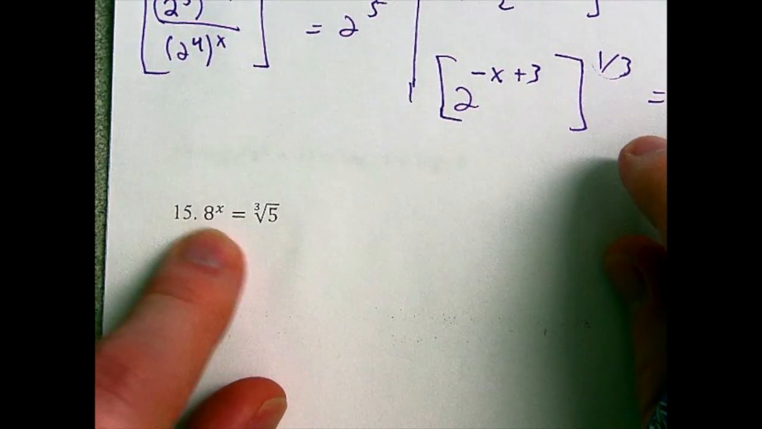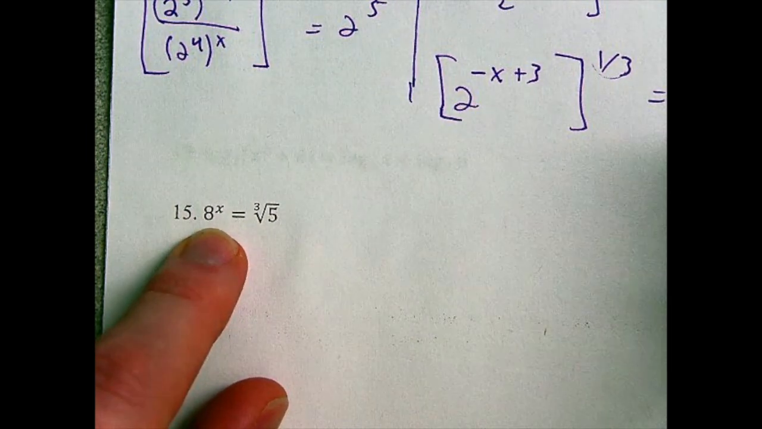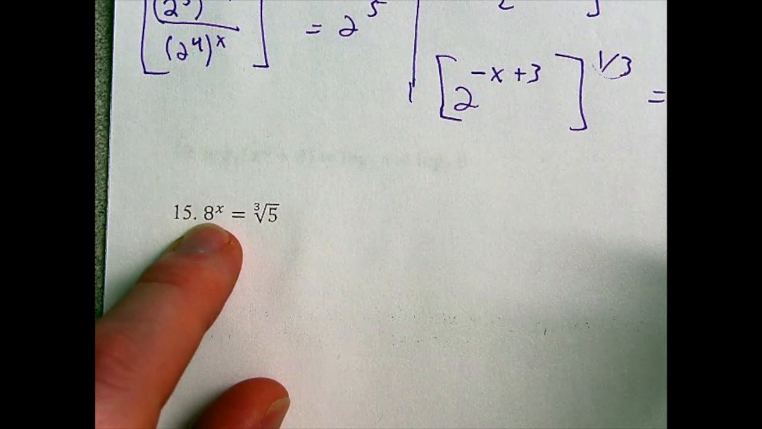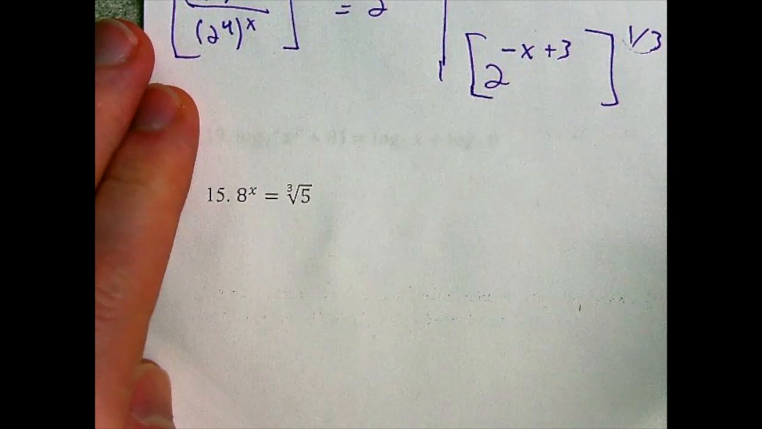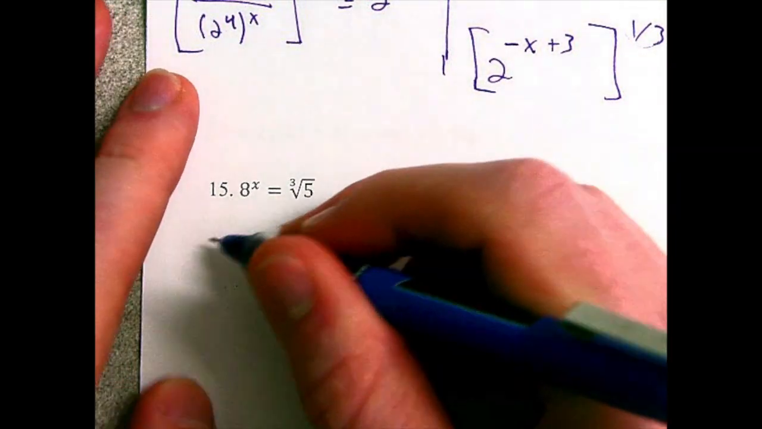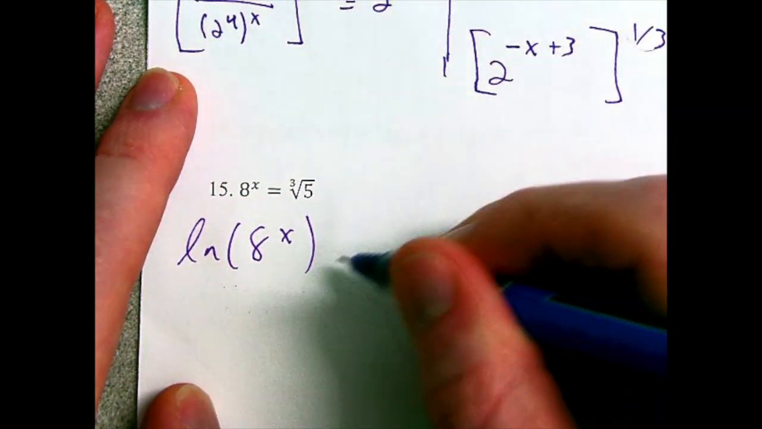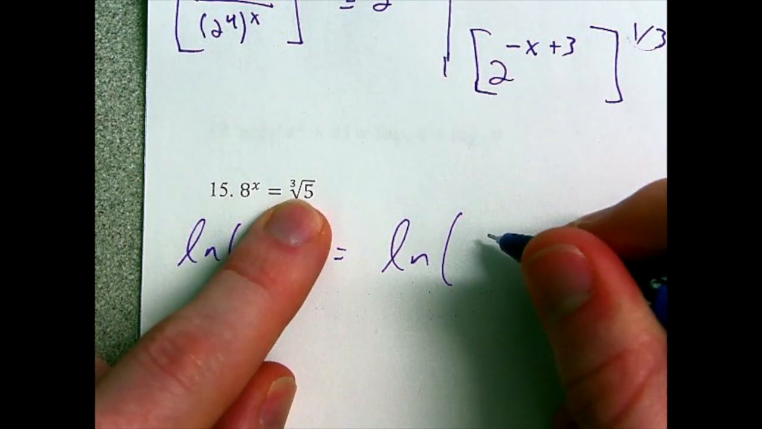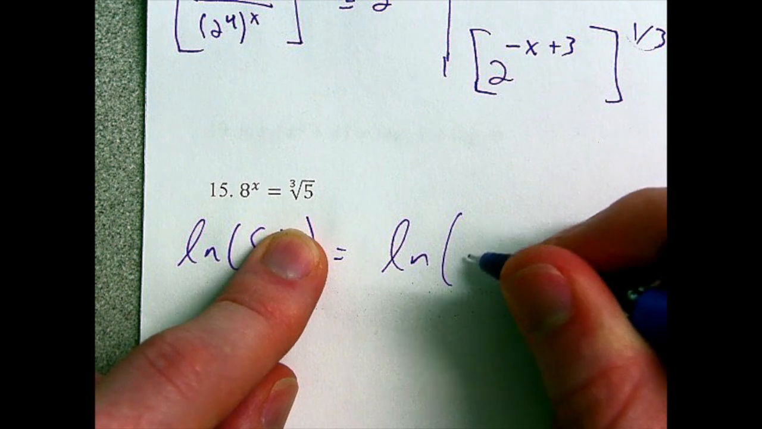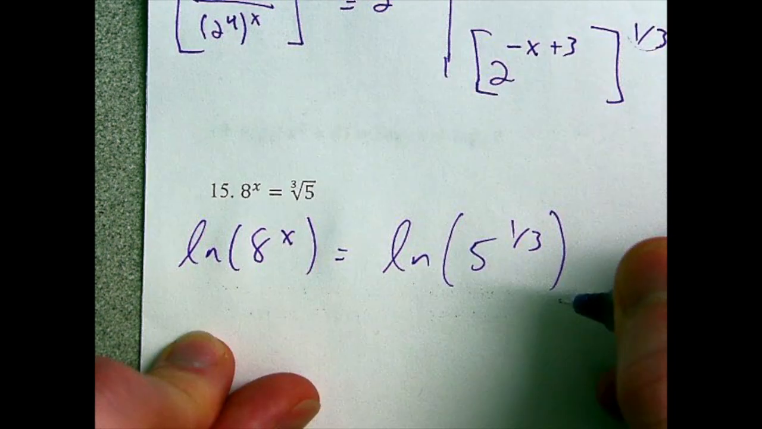Cool. Next problem, this thing here, it's another exponential equation because once again the variable is inside the exponent. However, 8 and 5, there's no way you can rewrite those as powers of the same thing, so we have to use natural logs. So take the natural log of both sides. By the way, third root of 5, if you like, is 5 to the 1/3. Okay, so what happens?